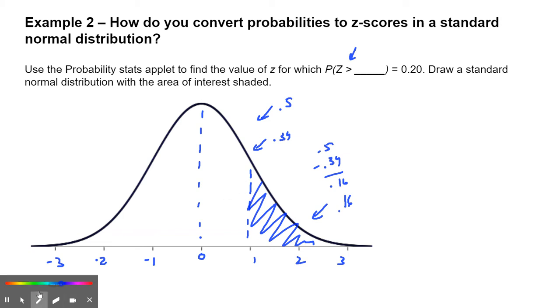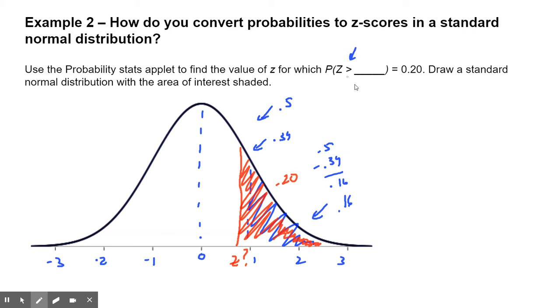So we need a little bit more. So I'm going to just do a sliver here. I think this is the z I'm looking for, because right here, if I add this little sliver to 0.16, I believe that that's 0.20. And again, greater than means to the right. Okay. However, we cannot do that in the probability stats applet.